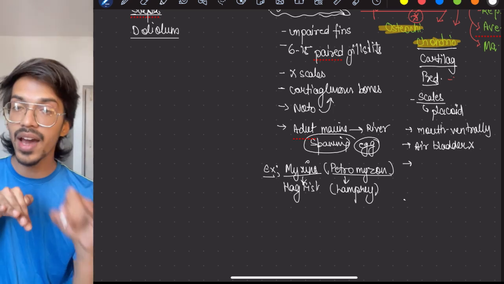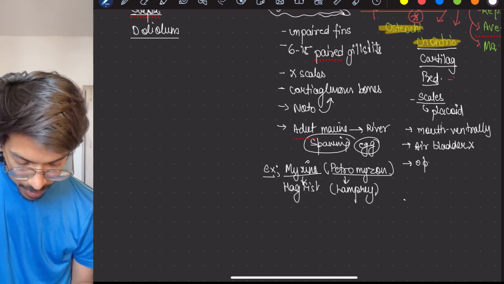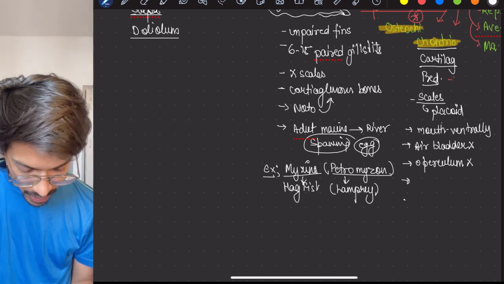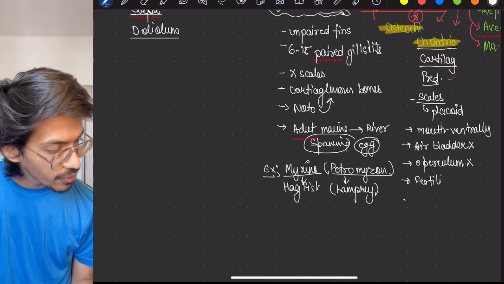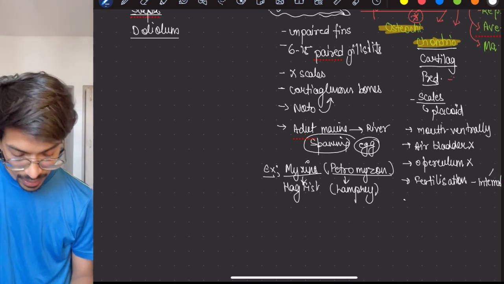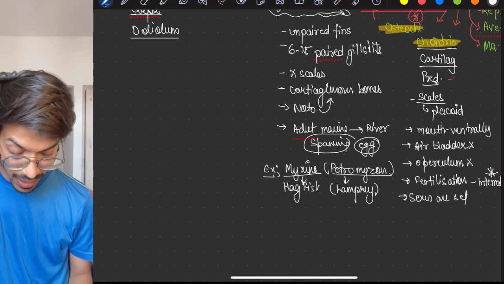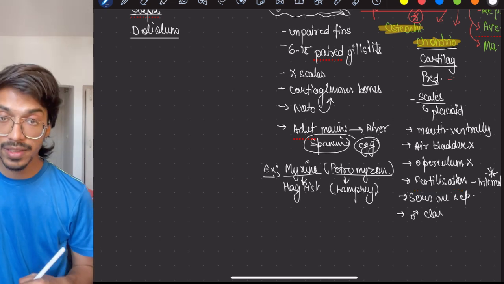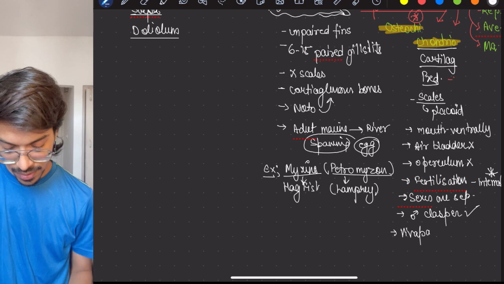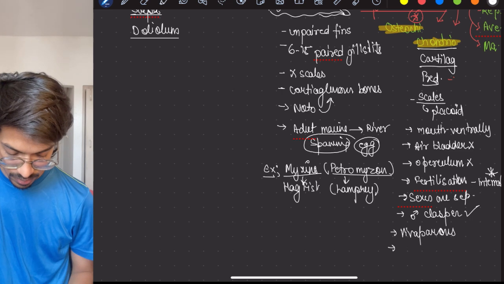Next point is what? That their gill slits are not covered by operculum. Operculum is what? It's a covering. So operculum not present. The next thing, which is the most important one, is the fertilization. Their fertilization is internal. Remember this. I told you that these are the important ones. Their sexes are separate. The male has what? Clasper present. Clasper is what? Copulatory organ. They are viviparous. They give birth to the young one. Then their development is direct. Okay, so direct development.